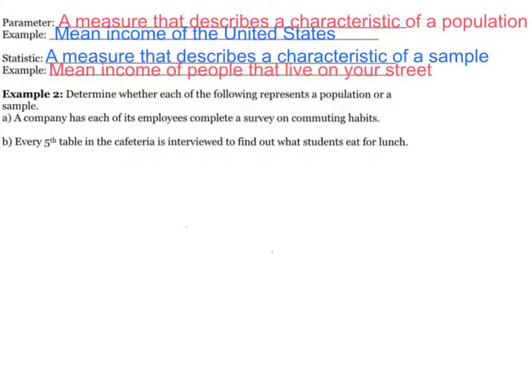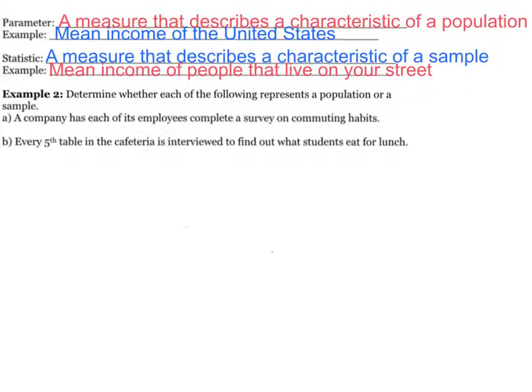A parameter is a measure that describes a characteristic of an entire population. An example is if we're going to be talking about the mean income of the United States. So we're talking about the whole population. A statistic is a measure that describes a characteristic of a sample. An example of this would be finding the mean income of people that live on your street. So that's just a smaller amount of people that we're going to be looking at.